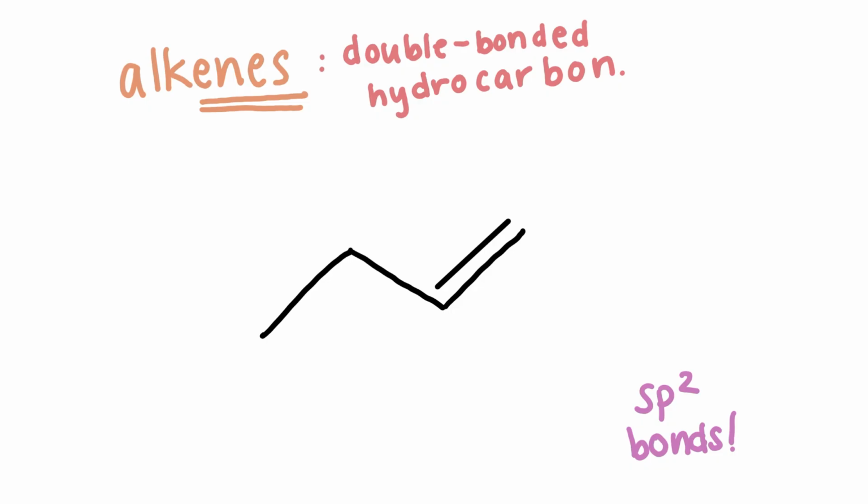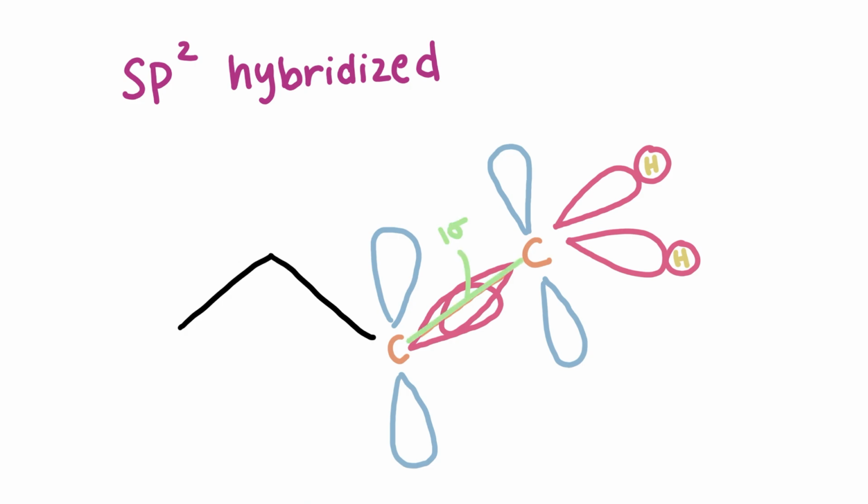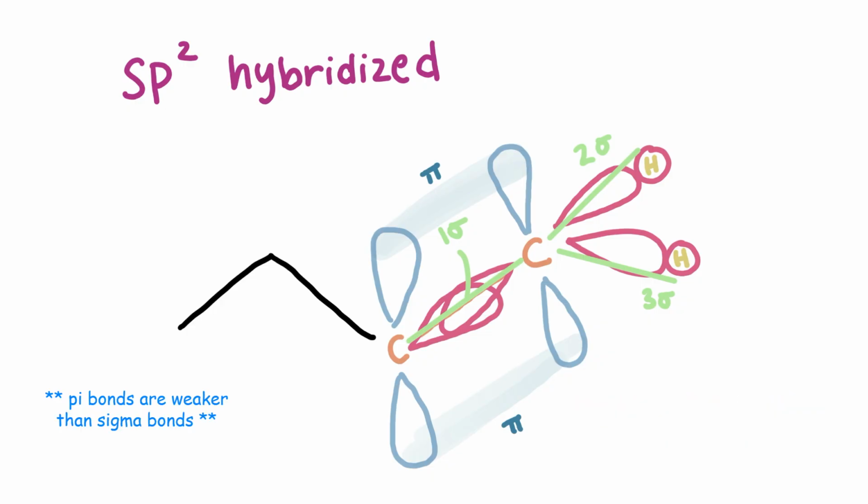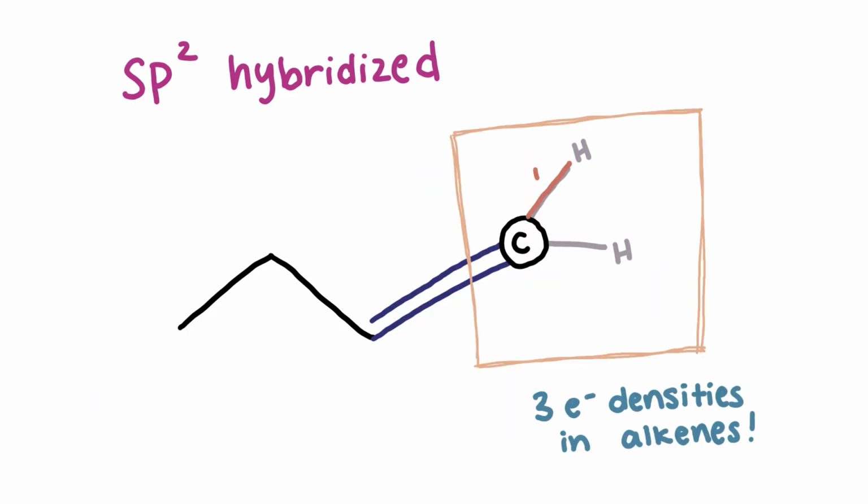Next up, double bonds. These are alkenes, and they have sp2 hybridization. An sp2 hybridized carbon forms 3 sigma bonds and 1 pi bond. The pi bonds overlap in a sideways fashion and are less of a direct contact, making them weaker. This causes you to get 3 electron densities in total, despite there being 4 bonds here.